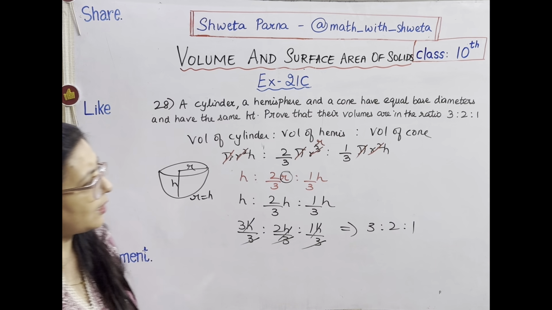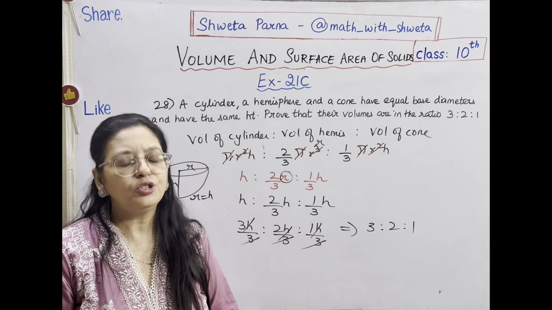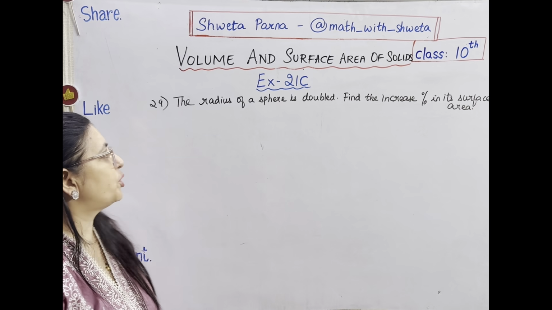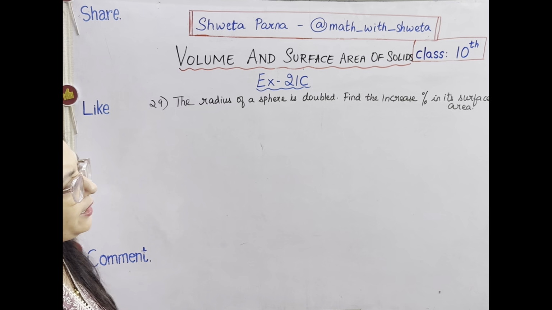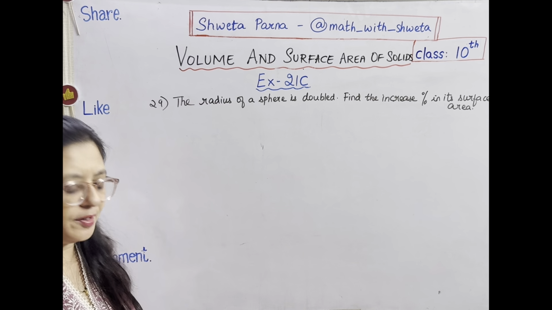3:2:1. That is what you were supposed to prove, right? Chalo, let's go to the next one. Let's go to question number 29. The radius of a sphere is doubled. Find the increased percent in its surface area.